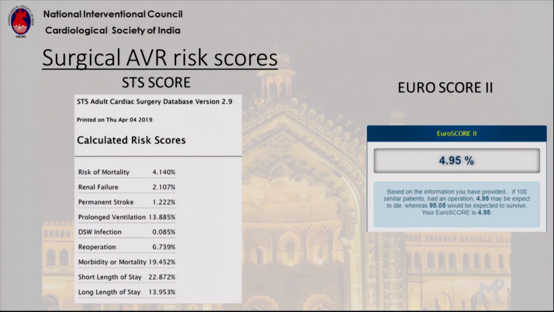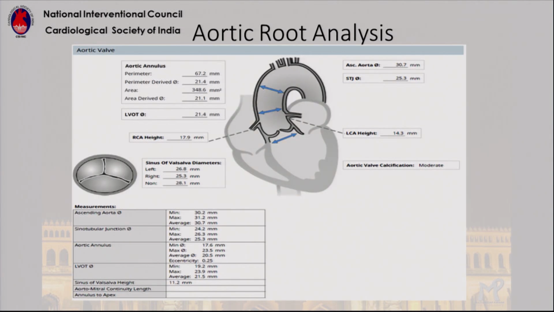So the calculated risk scores, STS, as I said, is 4.1. Euro is 4.9. So that was the CT analysis. It gives us an area-derived annulus of about 21.1. In systole and diastole we measure. Diastole was about 21.7, systole is about 21.1. And the coronaries have a good height. There is some, and the tricuspid valve. Can we see the next picture, please?